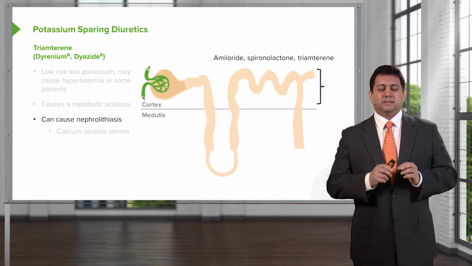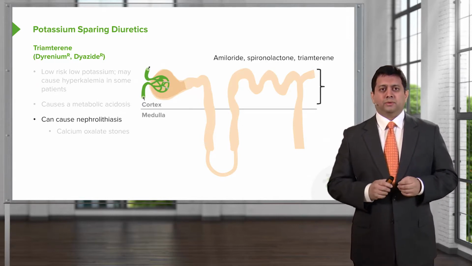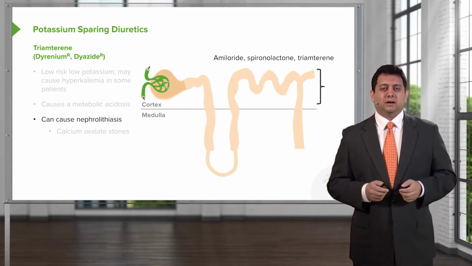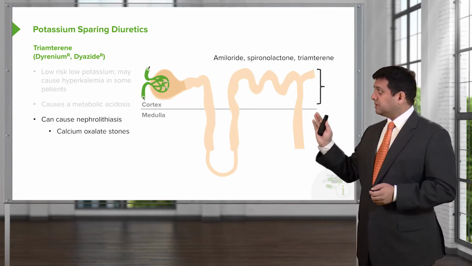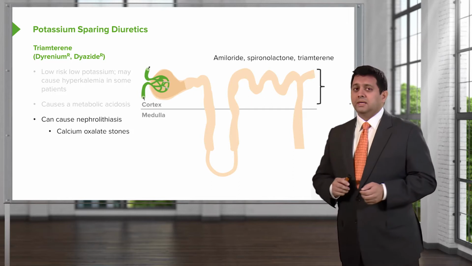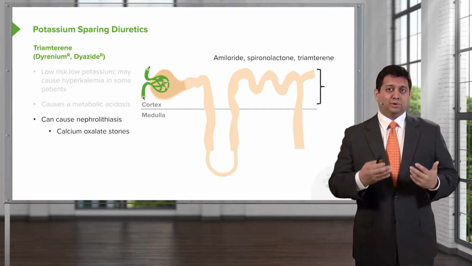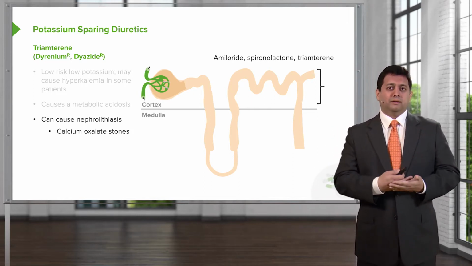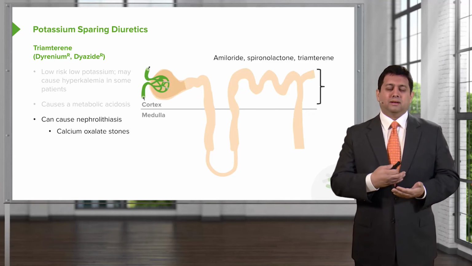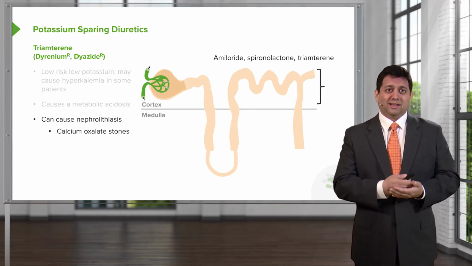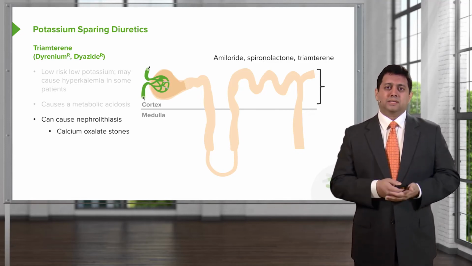One of the things that you have to be particularly aware of with triamterene is it can cause renal stones or nephrolithiasis. And those stones are going to be calcium oxalate stones. So that's another good exam question. What kind of renal stones can you get from triamterene? And the answer is calcium oxalate.